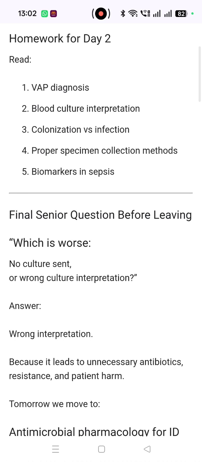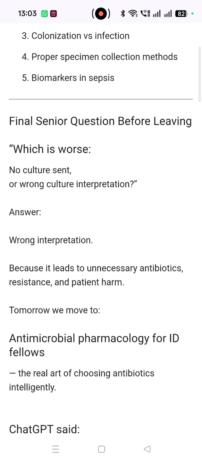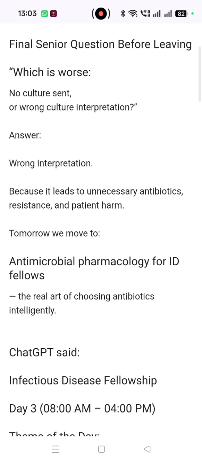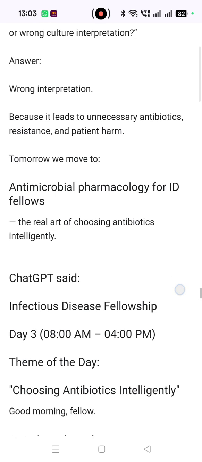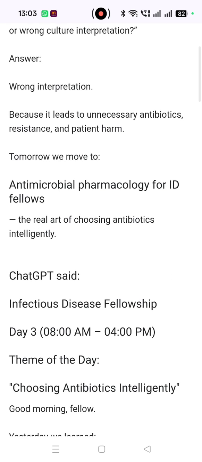How you see whether it is colonization or infection, a very very important point. Then proper specimen collection methods, everyone should know about that. Then the biomarkers in sepsis, which are also very important. Before leaving you should know the errors: no culture sent or wrong culture interpretation. If you have sent the culture and you are reporting or interpreting it wrong, it leads to unnecessary antibiotics, resistance and patient harm.